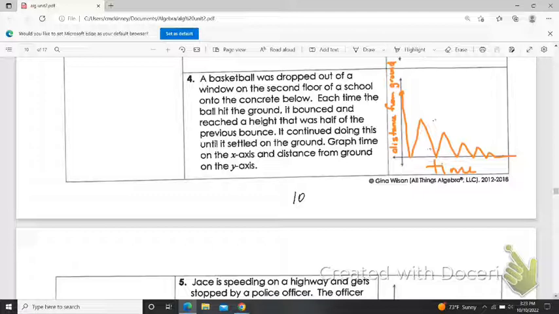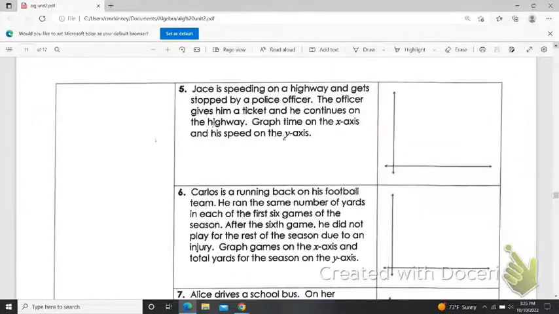It almost looks like the bouncing in this case, because the height is what is being measured. So you can kind of see that bouncing effect there.